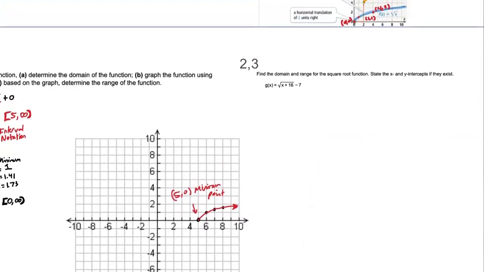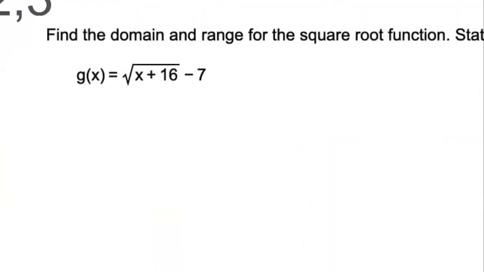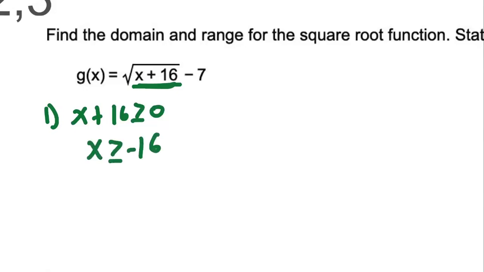Okay, let's move on to number 2 and 3. It says find the domain and range for the square root function, state the x and y intercepts if they exist. The x and y intercept is going to be a little bit tricky, but we'll do the domain. So part 1, the domain, pretty easy. Just take whatever's under the radical and put it greater than or equal to 0. Solve for x, x is greater than or equal to -16. So that's my domain.